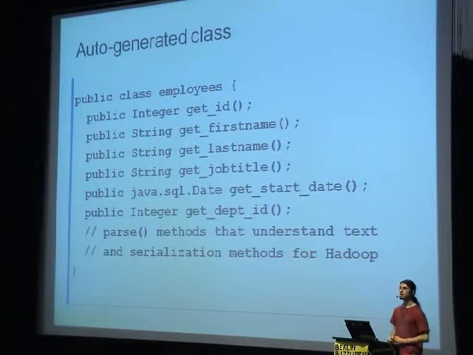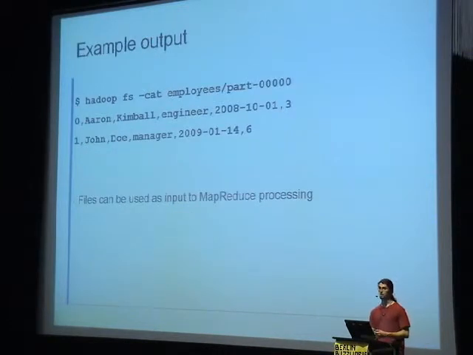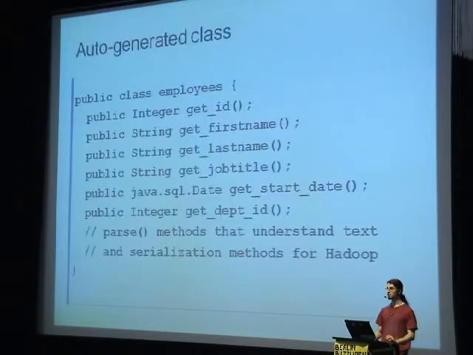There are also parse methods that understand text. So you can take this file from this slide here, and we can get individual lines moving into our MapReduce process using the default text input format. And then we just call parse on those lines, and we get the file split into those six fields shown here, and the data types have been converted for you.